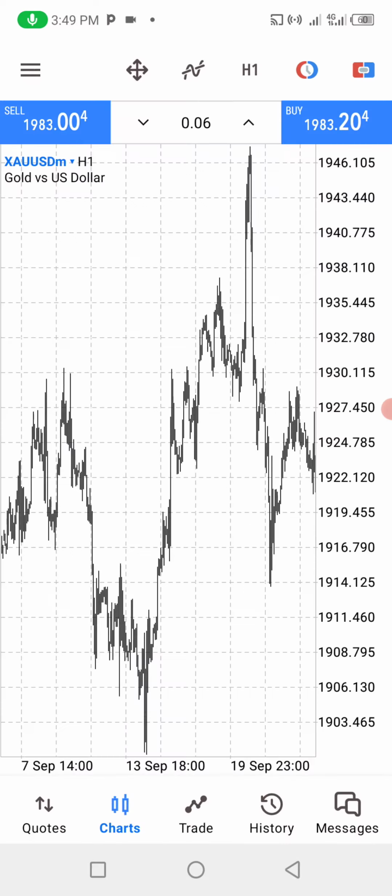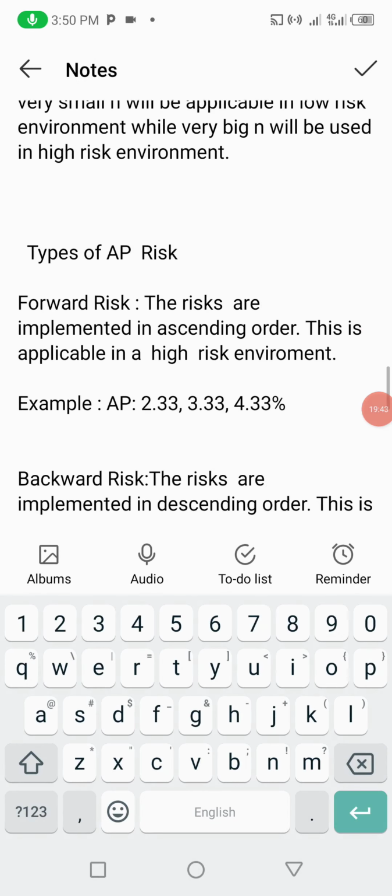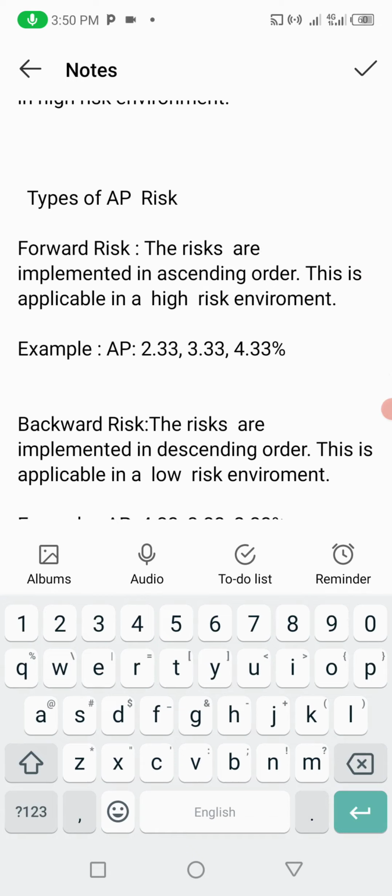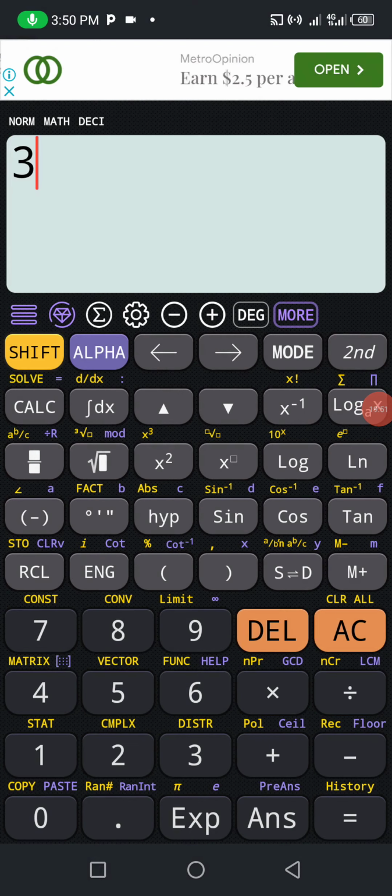So this time around, we are now going to add another position. This is where we are going to be making more profit. Like, this is where the actual trading will start. We are now going to add another position, but the risk level we are now going to use is what? Let's go to the document. Remember, we are using the forward risk method. So the next risk level will be 3.33%.